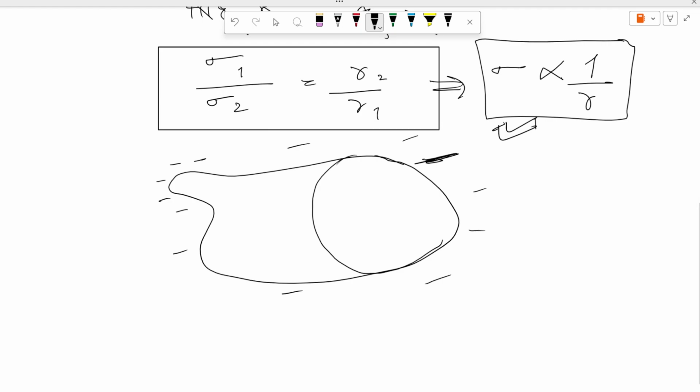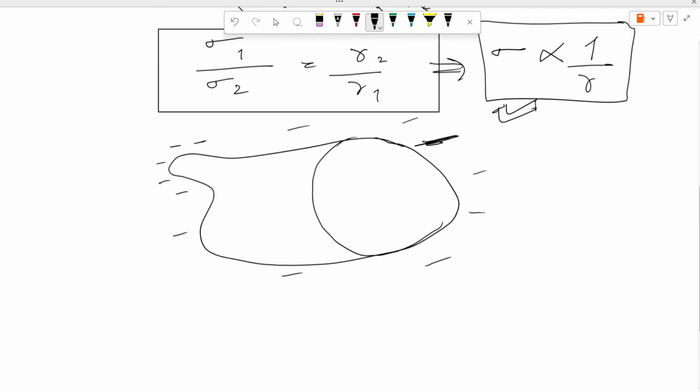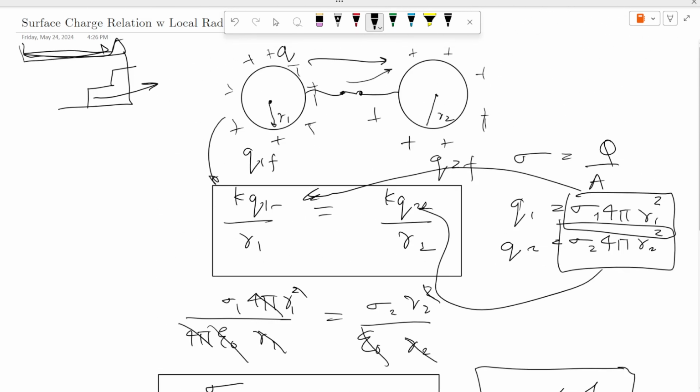Now, the Van de Graaff generators also somehow work on this same theorem. That is why I actually wanted you to study this as well.